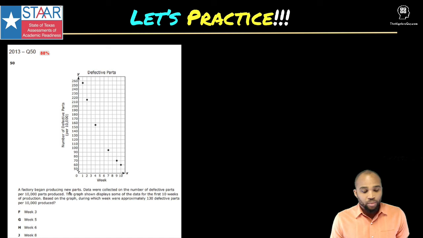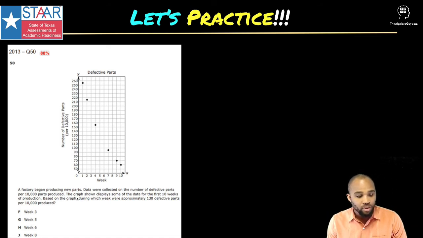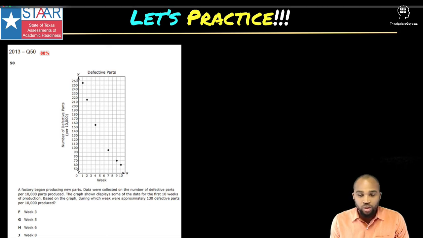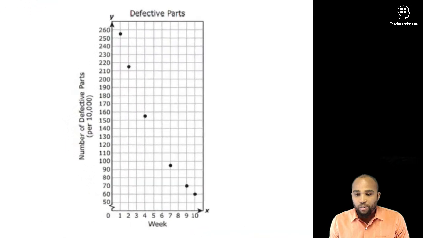A factory began producing new parts. Data was collected on the number of defective parts per 10,000 parts produced. The graph shown displays some of the data for the first 10 weeks of production. Based on the graph, during which week were approximately 130 defective parts per 10,000 produced? About 130. Let's see. So that should be pretty easy.